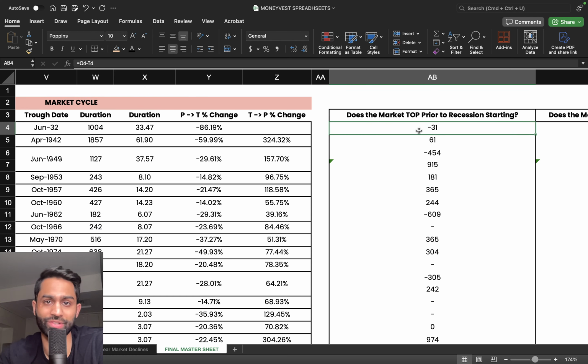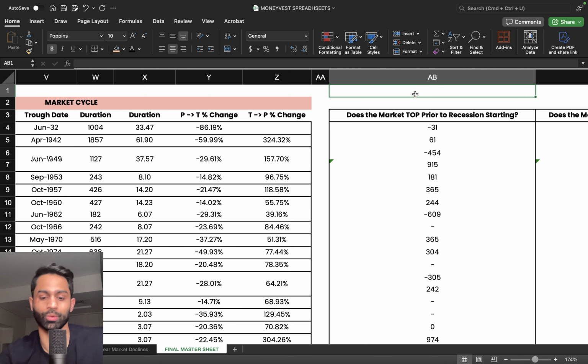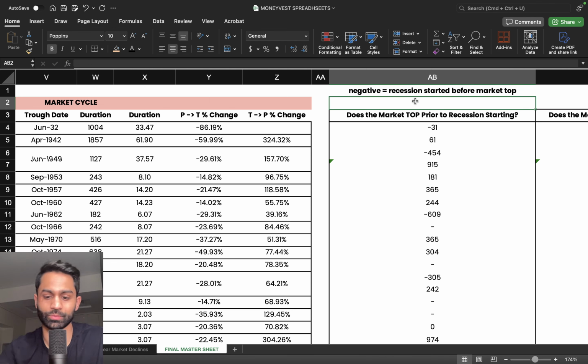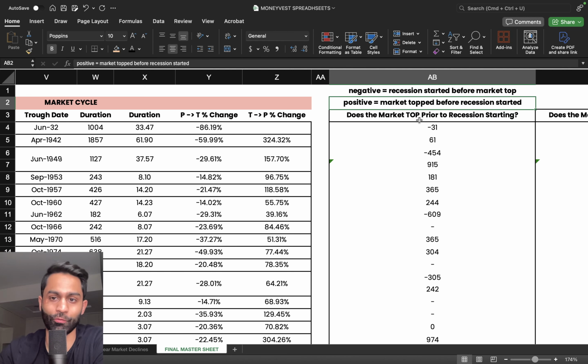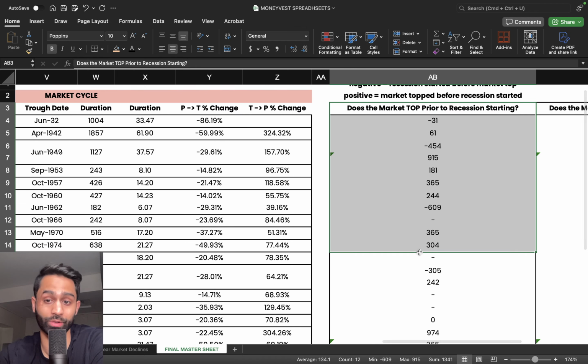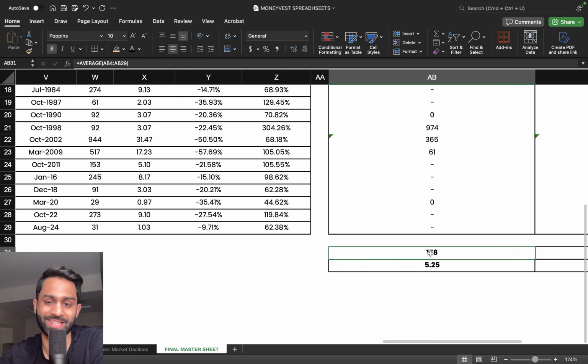So if this number is negative, the recession started earlier. Negative equals recession started earlier, or before the market top. If it's positive, markets topped before the recession started. So if you take the average of all the prior recessions and market tops, to better understand the true average and whether markets do a good job anticipating recessions, we come down to a number that's 158 days.